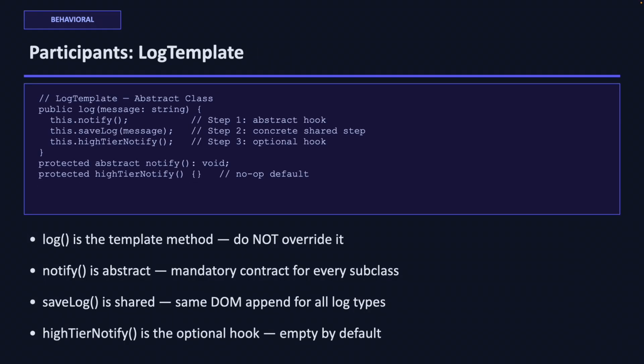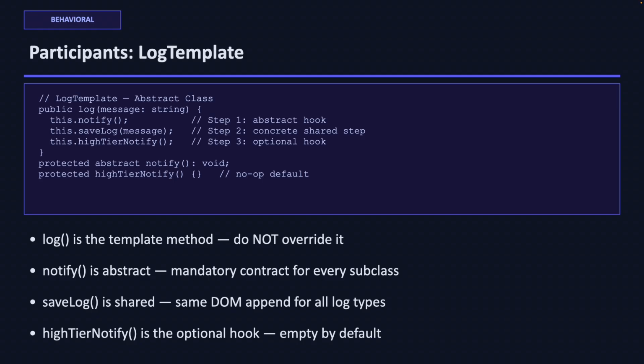We look at the notify method. The notify method is declared protected abstract. This means that every subclass must provide an implementation. This is where each subclass will stamp its severity level.